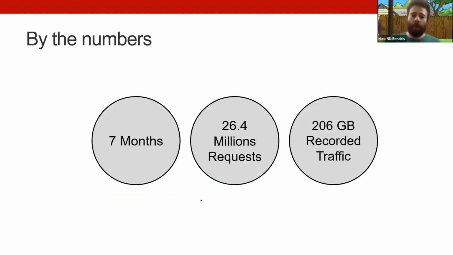Right? And so at the very high level, what we got in these 7 months is 26.4 million requests and 200 gigabytes of recorded traffic. And I want to again mention that these are sites that should be getting zero traffic, right? Because they have no real clients. We never told anyone about these domains. They just exist. And because they just exist, they are actually getting so much traffic in the grand scheme of things.